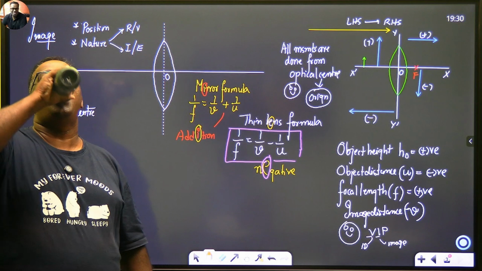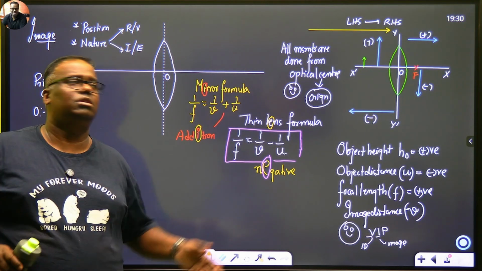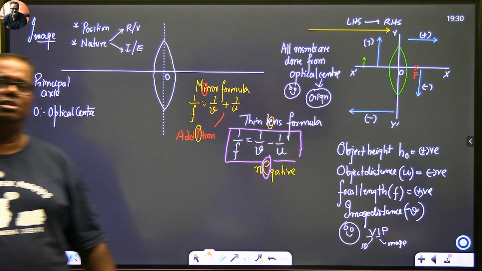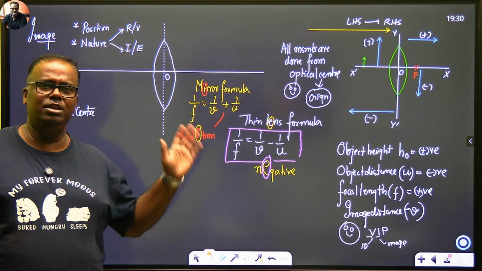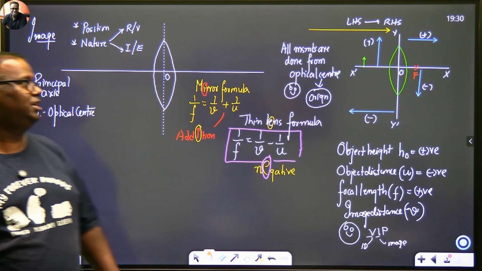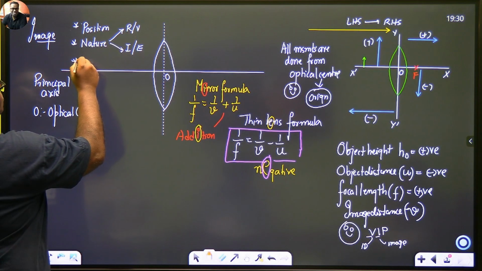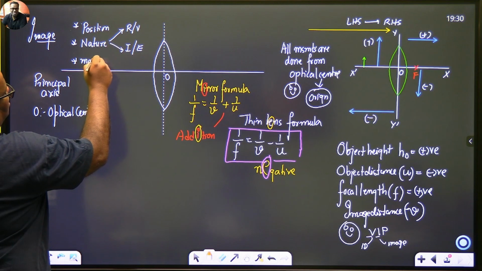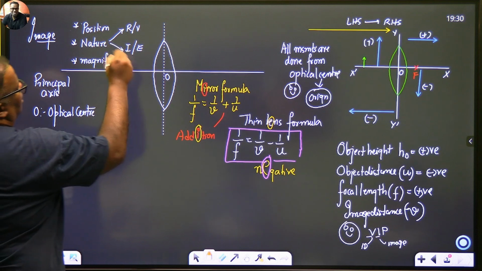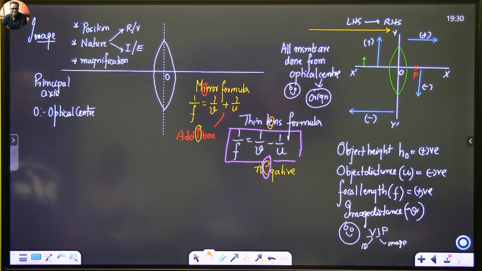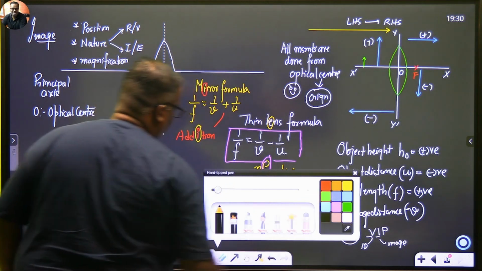So how do we know if the image is real or if it's virtual? That we'll see from the ray diagram. You will yourself see. First let's understand these rules, and then it will make sense on its own. And the third thing that we will be interested to know about, which is again of importance to us, is the magnification of the image. Here we need to understand a little. Now we get to understand something called magnification.